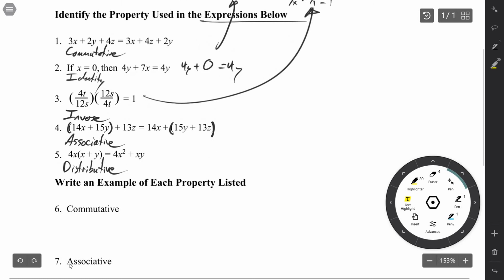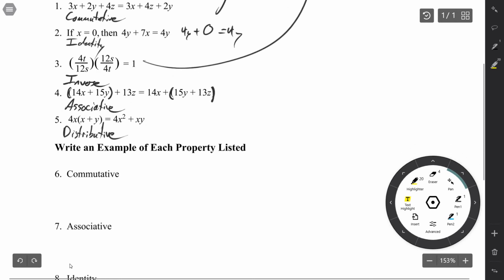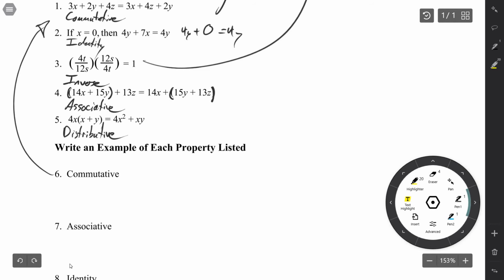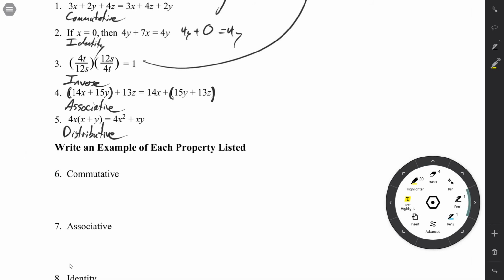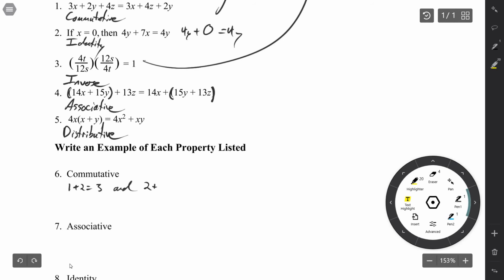Write an example of each property listed. Now, if you guys just took the examples right above that you already figured out and changed them just a little bit or didn't change them at all, that's fine. I'm actually okay with that. Just to get practice writing these down, I'll switch up the order. The most basic one that I used in notes is 1 plus 2 equals 3, and 2 plus 1 equals 3. The order doesn't matter.